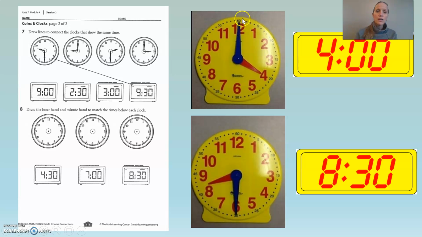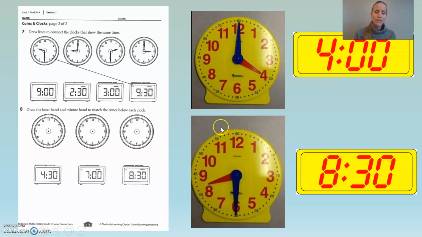And in first grade, we tell time to the hour, and then we tell time to the half hour. So we know that it's to the hour, and it says o'clock when it's pointing to the 12. So if we match that with a digital clock, it would say 4 o'clock. So it would have the double 0.